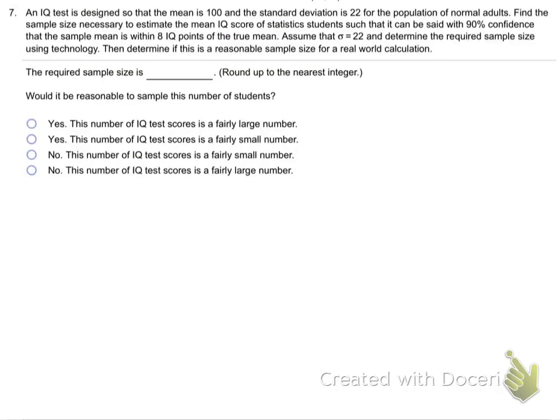Okay. An IQ test is designed so that the mean is 100 and the standard deviation is 22 for the population of normal adults. Find the sample size necessary to estimate the IQ score of statistics students such that it can be said with 90% confidence that the sample mean is within 8 IQ points of the true mean. Assume that sigma equals 22 and determine the required sample size using technology.